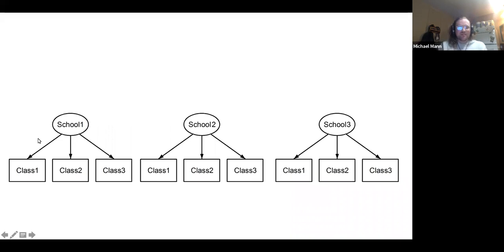So imagine we just have an example like this where we're measuring test scores. We have classes: class 1, 2, 3, 1, 2, 3. You can imagine this is like, say, biology, physics, English or something. And then these classes are only offered at this school. These are only offered at this school too, and this is school 3.